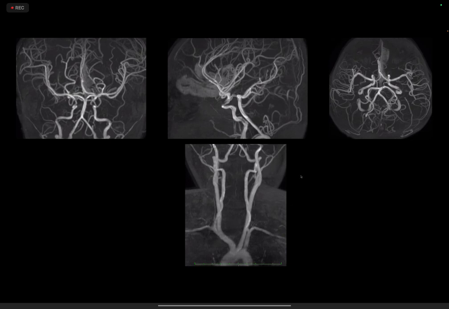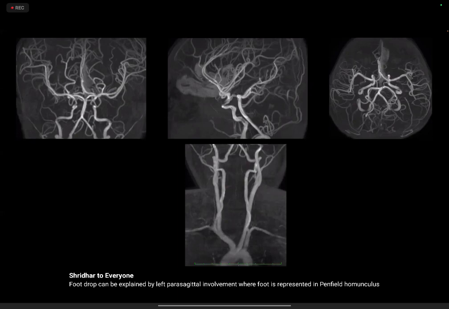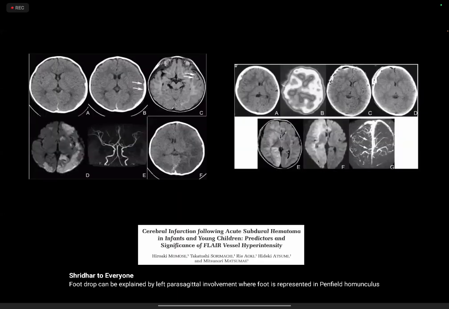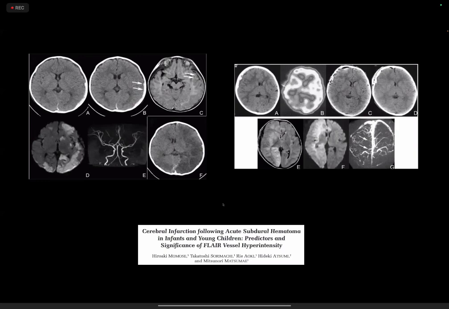So Krishna Priya, the question was cause of the bleed. Yes. And the child still has a partial foot drop. So we were wondering if that is due to the compression which is still there, or is there an infarct because of the compression? Any evidence for that in this?